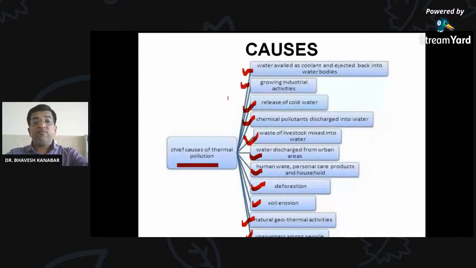I am keeping this slide in front of you for 1 minute. Go through this slide and try to remember the causes. Afterwards, I will ask. Try to remember the causes of thermal pollution.